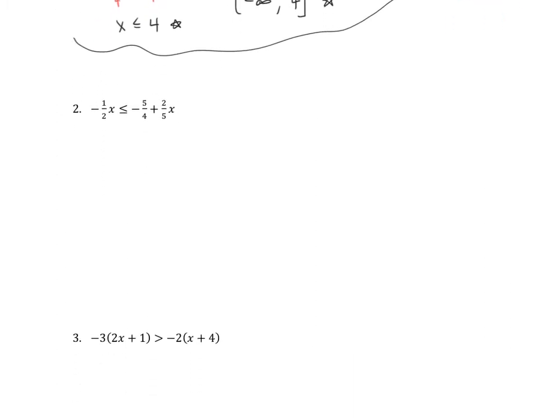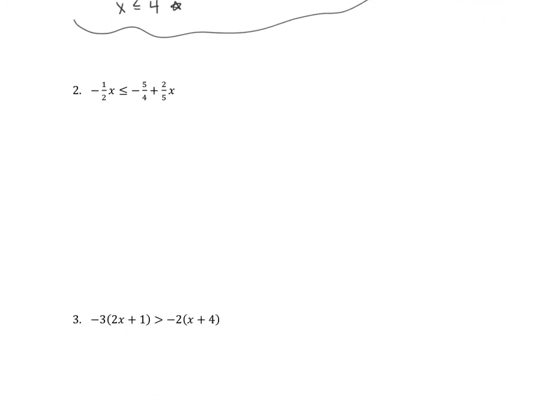All right, number 2. This one looks more complicated because of the fractions. But remember, you can simply multiply by the least common denominator and get rid of all of those. So if we're looking at the denominators 2, 4, and 5, the least common denominator of those would be 20. And simply multiply both sides by 20. When we multiply both sides, we're going to distribute the 20 to everything.